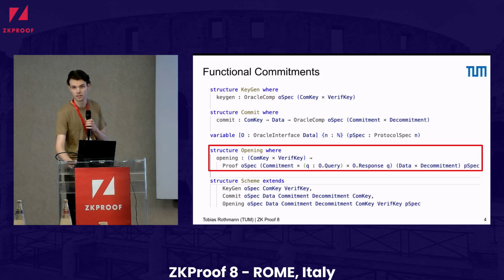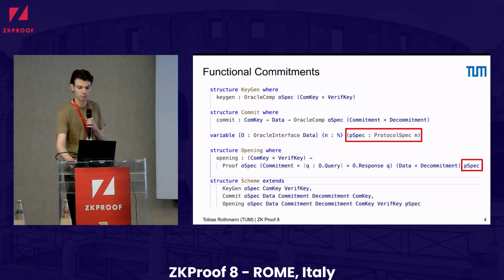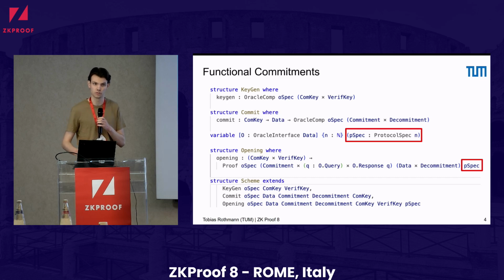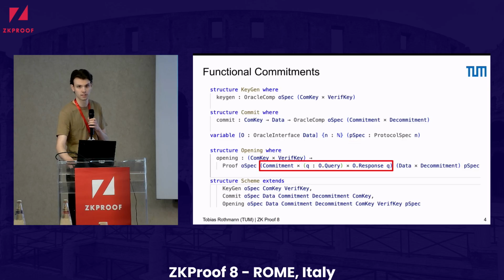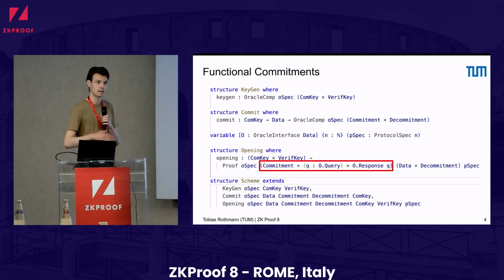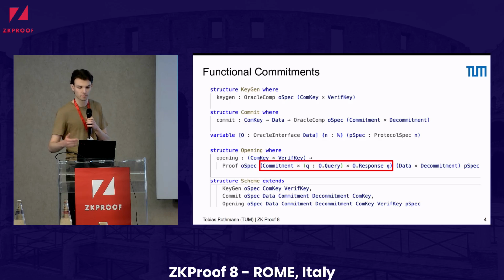First of all, it's an interactive protocol. So we have a protocol spec which you can use to describe how many rounds, what messages to send, and so on and so forth. And then, of course, with this interactive protocol, we want to prove that our query and our response are consistent with some commitment. And this is where the query class stuff comes in, right?